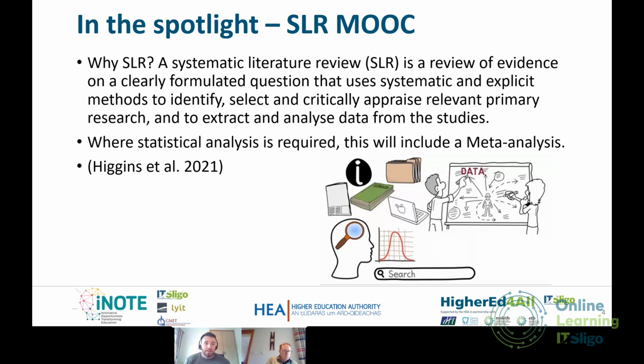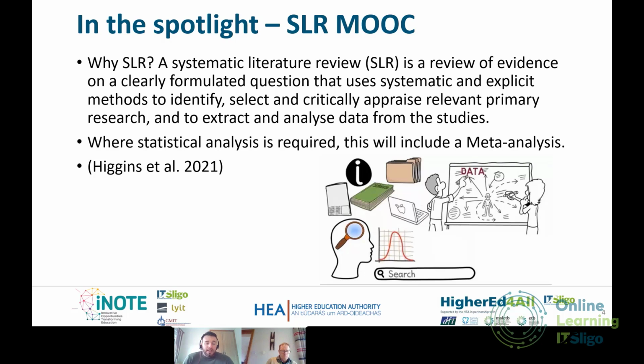So it really does help to answer research questions we have, because again, it collects primary research, brings it together, and appraises each study to give you an idea of how good or bad the quality of the research is, and it gives you a definitive answer. So it helps with evidence-informed decision-making.